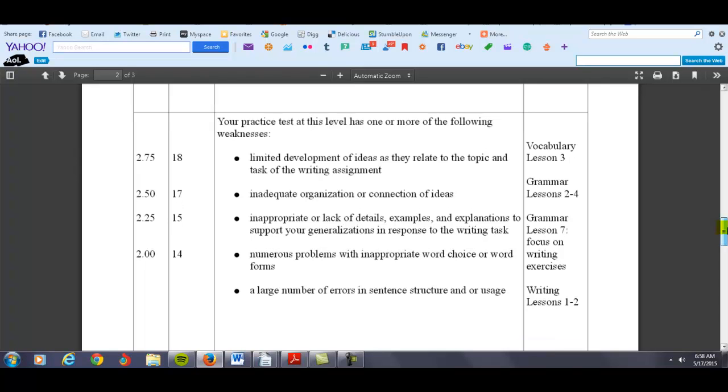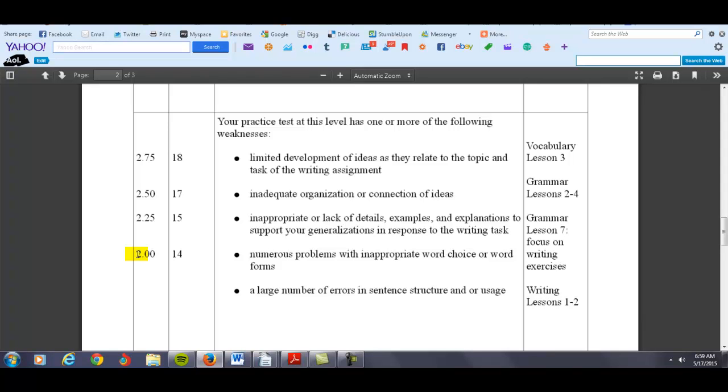There's a combination of some things that you can do here. So in this one, sometimes inappropriate or lack of details, examples in response to the task. Sometimes what you're saying doesn't really directly connect back to your topic. You have a lot of problems with word choice, a large number of errors in sentence structure. So your score here, 2.0 out of 4, or 14 points out of 30.